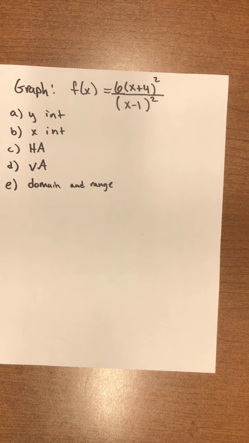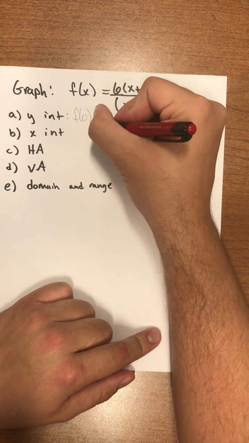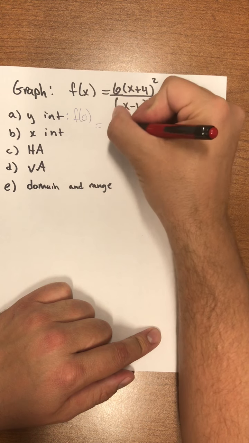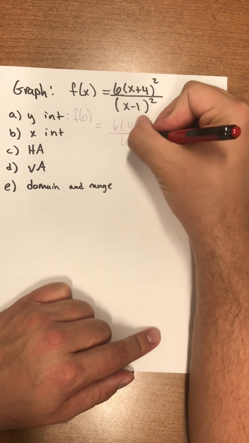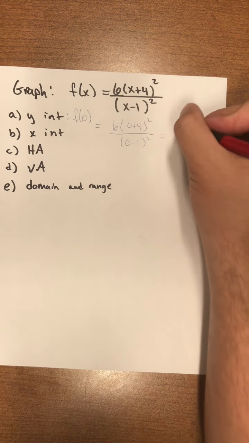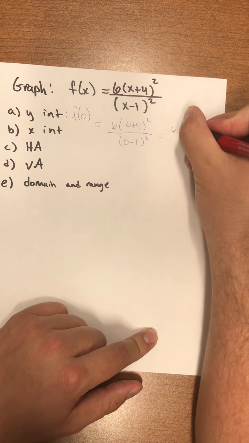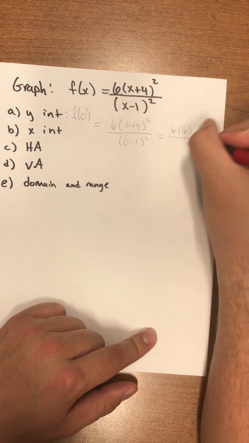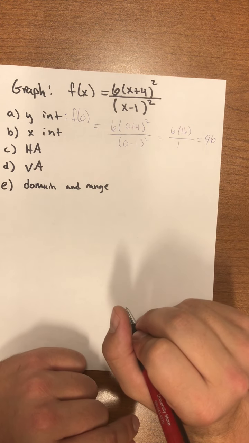The y-intercept is f of 0, so let's do that real quick. F of 0 is 6 times 0 plus 4 squared over 0 minus 1 squared. So we're going to have 6 times 16 in the numerator, and then a positive 1 in the denominator, which is 96.